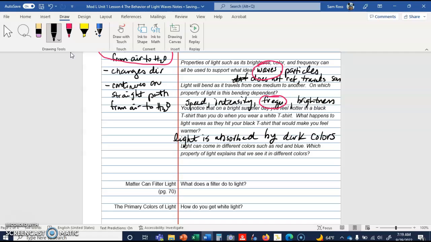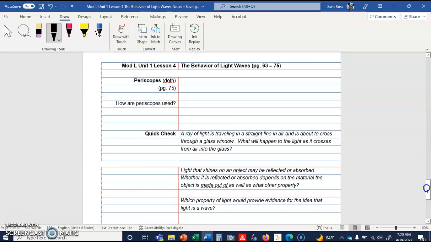Light can come in different colors such as red and blue. Which property of light explains the way we see different colors? Oh, right here. Okay, so light comes in different colors because it is a wave, and it has a wavelength. Let's keep on going.